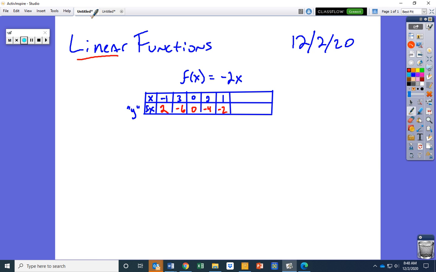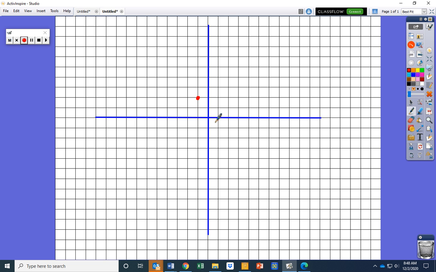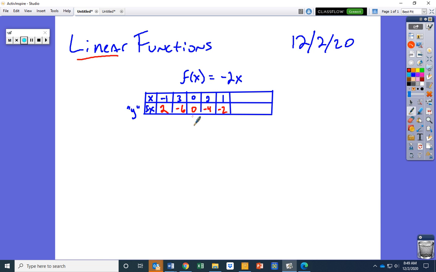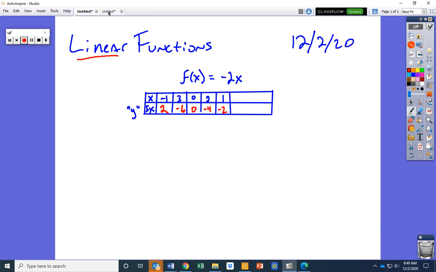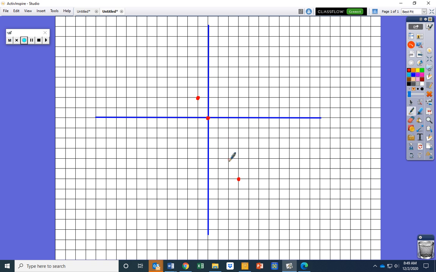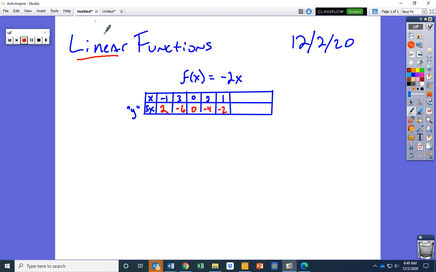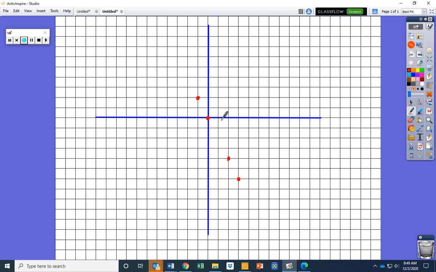What's my second point? 3, negative 6. So I'm going over 3, down how far? My next point is going to be 0, 0, so that goes right through the origin. So far, are these forming a straight line? Yeah. Then my next one is 2, negative 4, so over 2, down 4. And my last one is over 1, down 2. Did I form a straight line there? Yes, I did. So I did that linear function correctly.